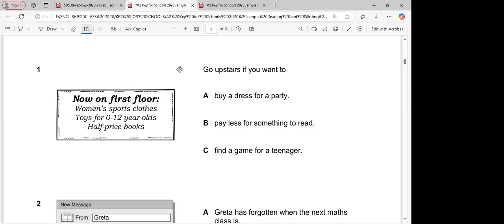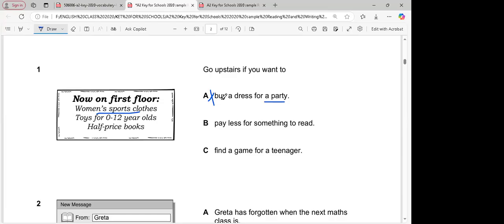What is your answer? A. Buy a dress for a party is not the answer because the first floor has women's sports clothes, toys for 0 to 12-year-olds, half price books. There are so many things on the first floor, but it's sports clothes. So the word party doesn't match here. It is women's sports clothes, so this is not the answer. Now Linaya, do you have a choice from B and C? So it's false information in A, which you cannot choose.